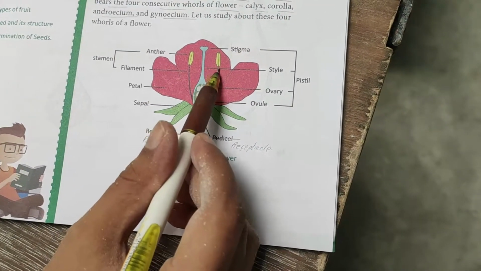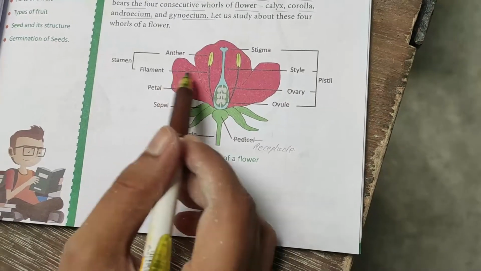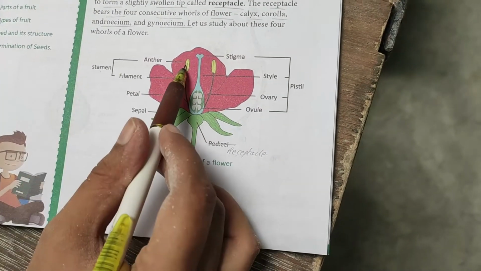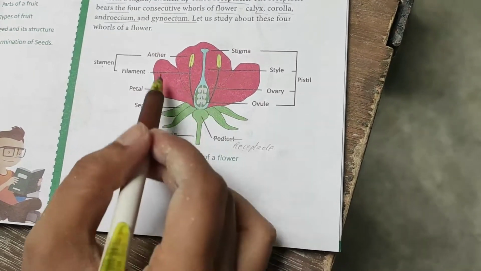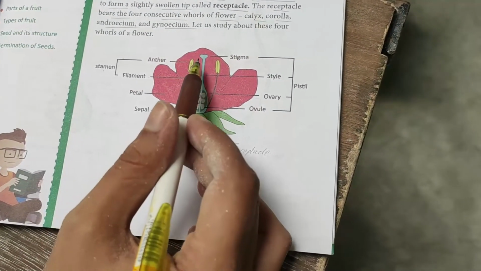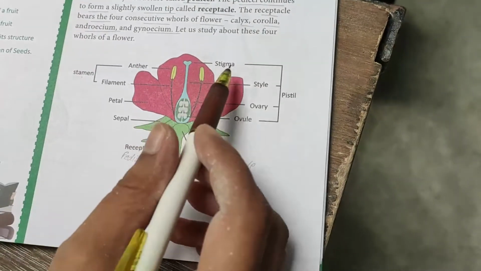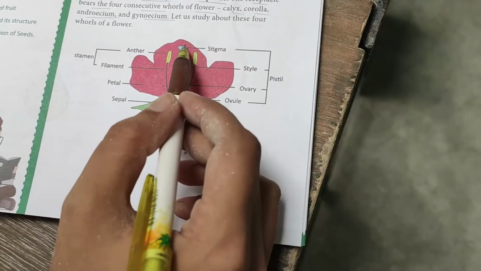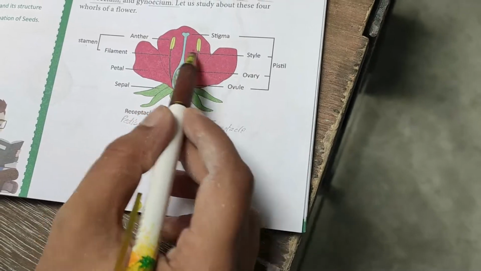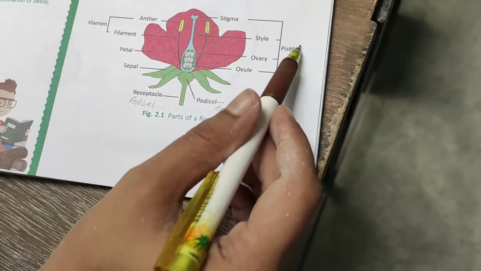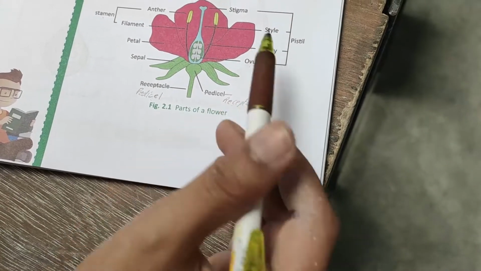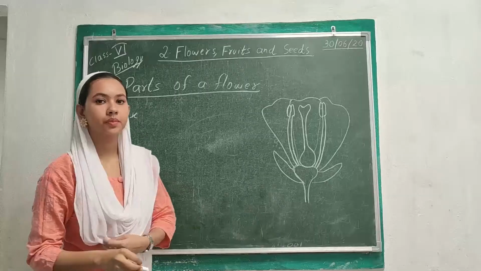Then you see this thing. These are the stamen. See, stamen has two parts. The upper part is the anther, the lower part is the filament. This is the male reproductive part, and the female reproductive part here is the carpel. It has three parts: the stigma, the style, and here it has the ovary, and here it has the ovules. Altogether it makes the pistil. I will show this on the board again.